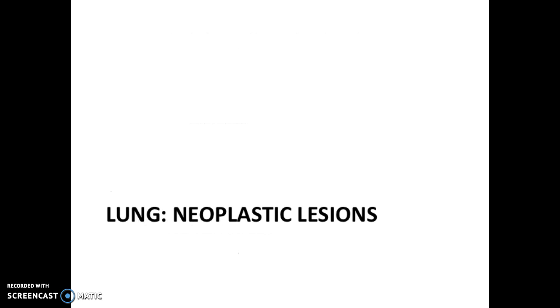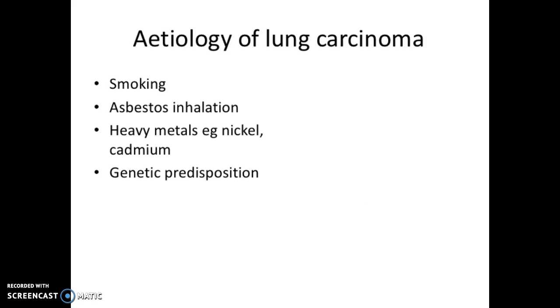So next we'll go to neoplastic lesions of the lung. The etiology of lung carcinoma, the most common etiology is cigarette smoking. Next is asbestos inhalation. So this is particularly in patients who have worked in shipyards and patients who work in old buildings, so they use asbestos and they tend to inhale the asbestos. Next is heavy metals such as nickel and cadmium, and finally genetic predisposition can predispose to lung carcinoma.